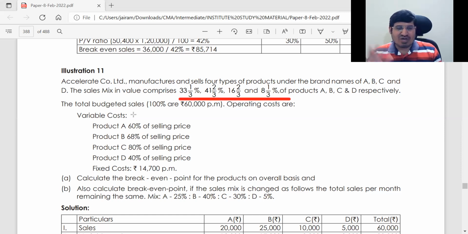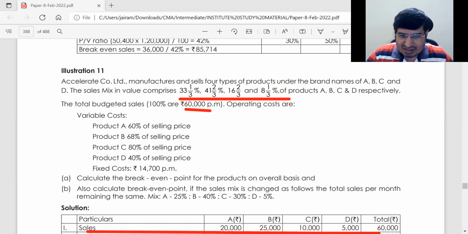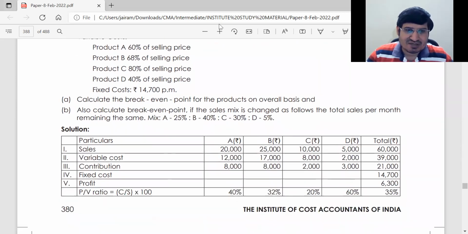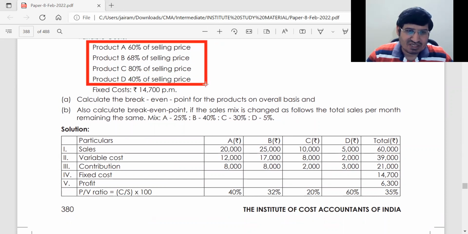Right, so this problem you understood. Any doubt you have in this problem? You can just go through this problem like this directly. First thing, we'll multiply 60,000 by these 4 percentages. Then your sales will come to this. These 4 are your sales. This is the second one, 25,000 we just talked about. Now take these percentages, these are your variable cost percentages.